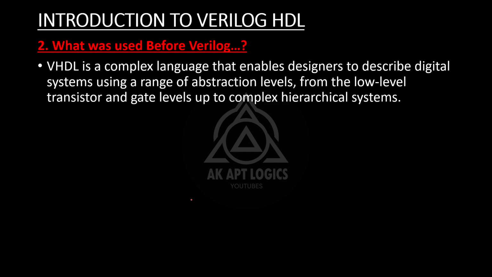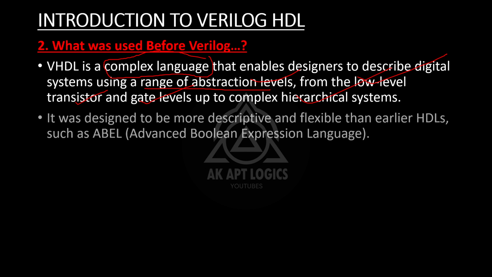VHDL is a complex language that enables designers to describe digital systems using a range of abstraction levels. Here also we have abstraction levels, from describing low level transistors to the gate level, up to complex hierarchy systems. It was designed to be more descriptive. It means we have to code more. We have to provide more information about the design, and it's more flexible than earlier HDLs.